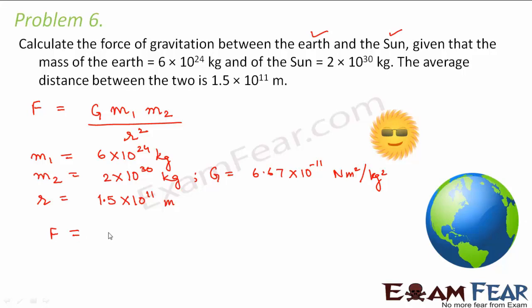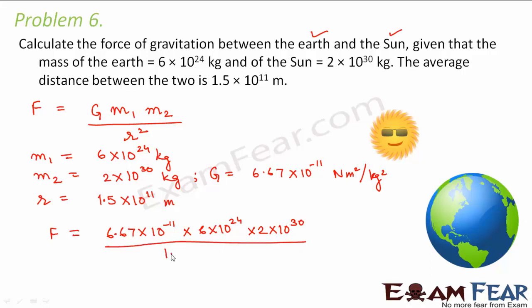Right? So now we can calculate F as 6.67 into 10 to the power minus 11 into 6 into 10 to the power 24 into 2 into 10 to the power 30 divided by 1.5 into 10 to the power 11 whole square. So this value comes out to be 3.56 into 10 to the power 22 newtons.